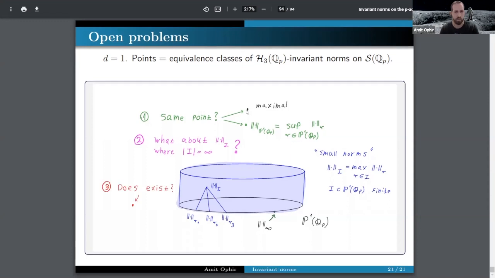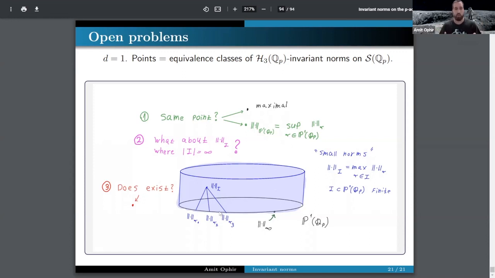And finally, I'd like to mention the question that I personally find the most interesting. Do we have invariant norms which are not larger than any of the norms alpha? That in this picture should be here on the side. This is one of those questions that answering it should be interesting regardless of the answer. Because if the answer is that such points do not exist, and any invariant norm is larger than some norm alpha, it will give us a very nice picture.